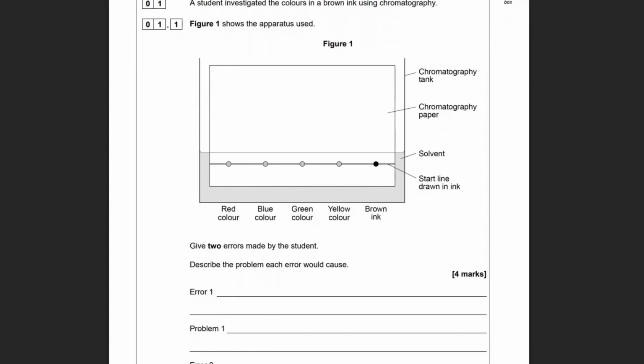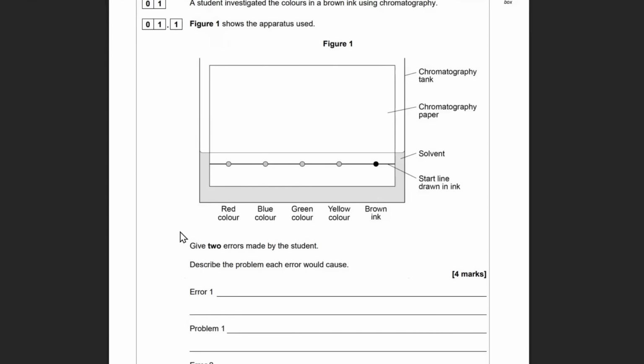Let's get some space for that. Okay, so can you spot the errors? Why don't you pause the video, study the diagram, and then unpause and I'll go through the explanation. All right, I'm going to go through the errors. So there's a couple of errors. First of all, look at the solvent. The solvent line is starting above all the ink. So what would happen there is these inks would dissolve and disperse into the solvent and they would spread and run and they wouldn't climb up the paper as we actually want.